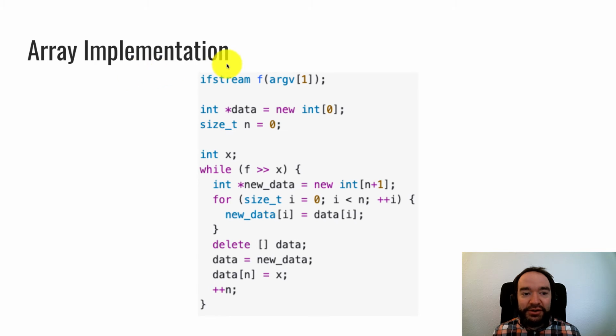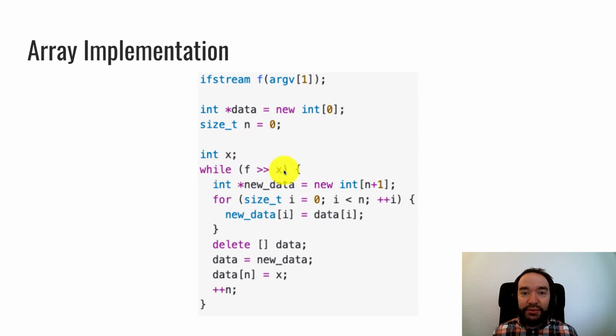Here's the first version of this program that uses an array. I create an input file stream and I'm reading ints out of this text file. I'm going to allocate this data array to be an array of length 0 to begin with. It's allocated on the heap. I don't know how big it's going to be, so the stack won't work. And I've got my n variable keeping track of the current length of this array. Here's the algorithm implemented in code.